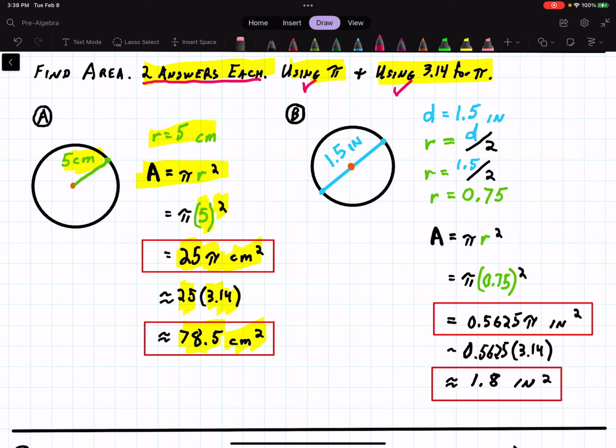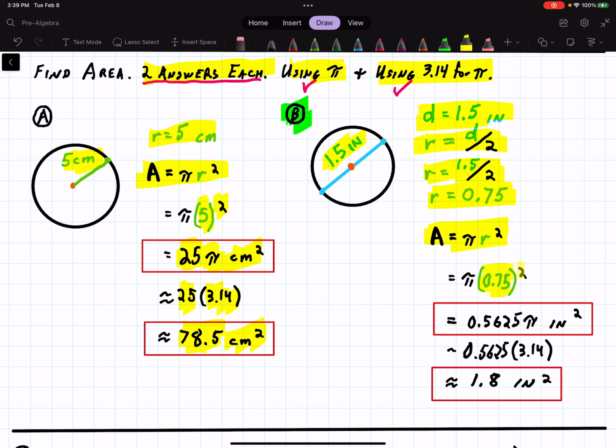Now we go over to B. Here, we'll do letter B. It's the same diameter that we had before, 1.5. So this time, because we're using the area formula, which needs us to know r, we're going to divide the diameter by 2, which is 1.5 divided by 2, to get our radius. Because remember, there are 2 radiuses in one diameter. So 0.75 is now our r.